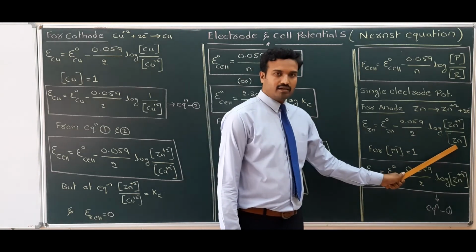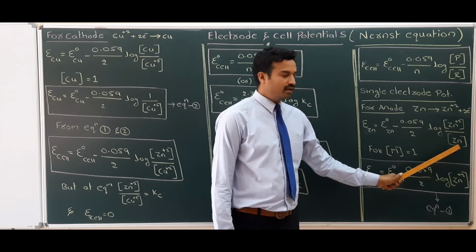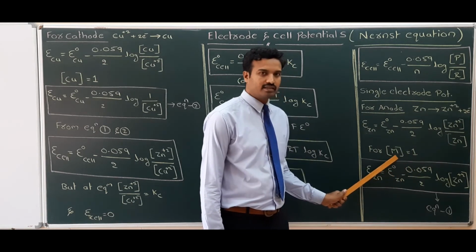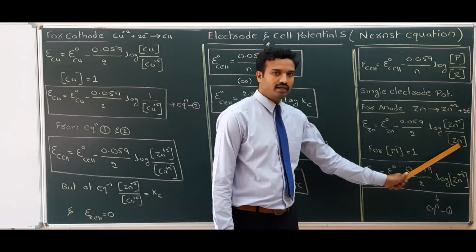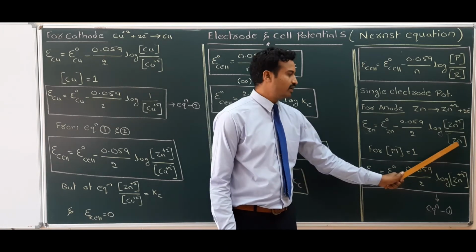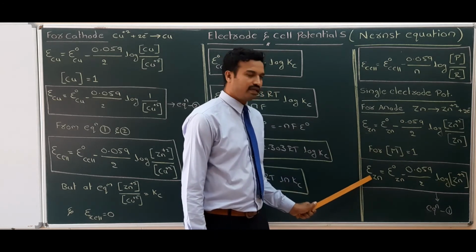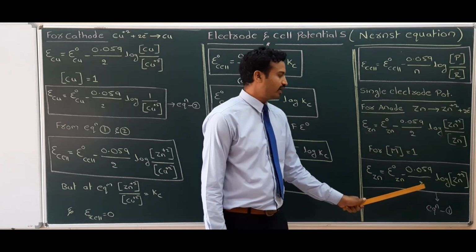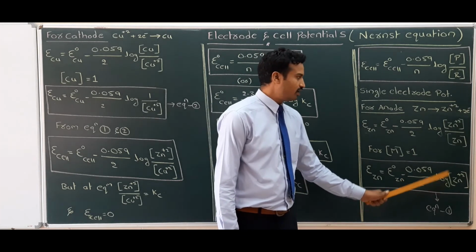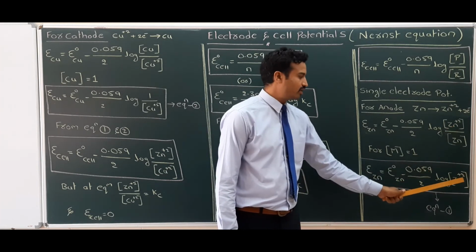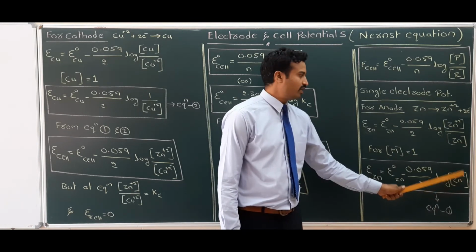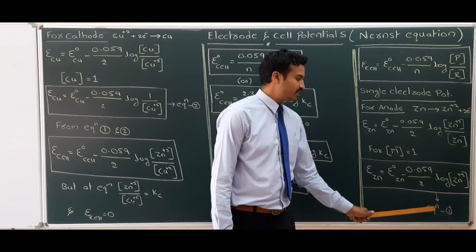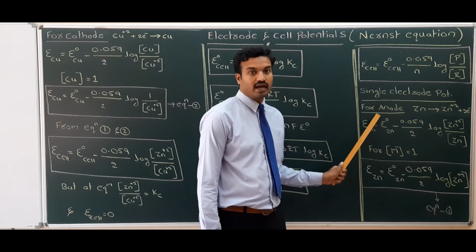Now, for any metal in solid form, the concentration is taken as 1. Zinc is a solid, so its concentration is taken as 1. Then E zinc is equal to E naught zinc minus 0.059 by 2 log Zn plus 2 concentration. The metal concentration is taken as 1. This is equation 1, the single electrode potential for the anode.